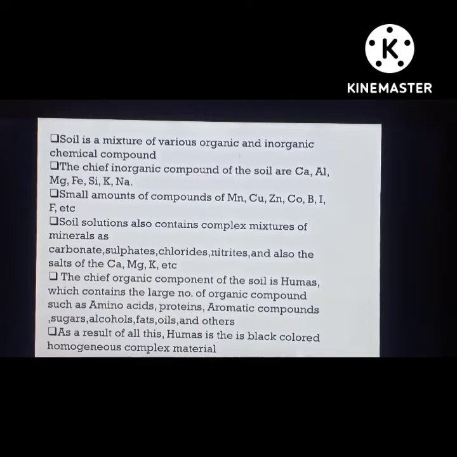The chief organic component of the soil is humus, which contains a large number of organic compounds such as amino acids, proteins, aromatic compounds, sugar, alcohol, fats, oils, and others. As a result of all these, humus is the black colored homogeneous complex material.